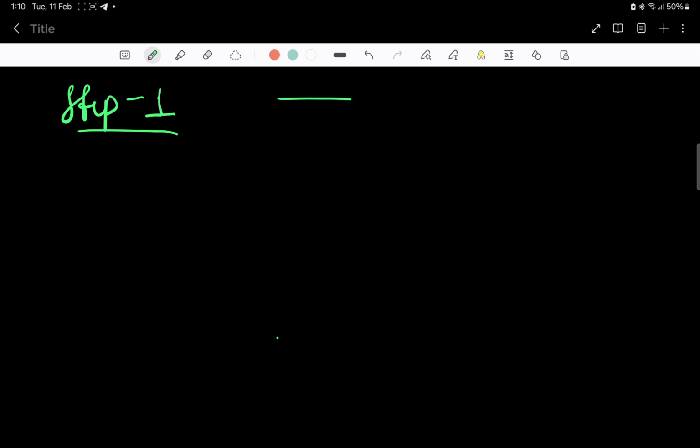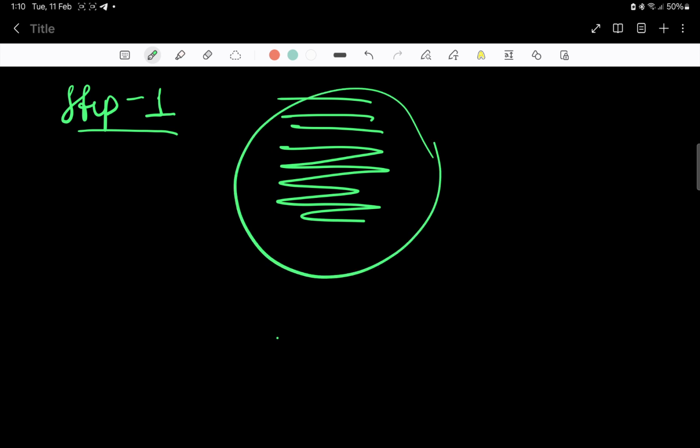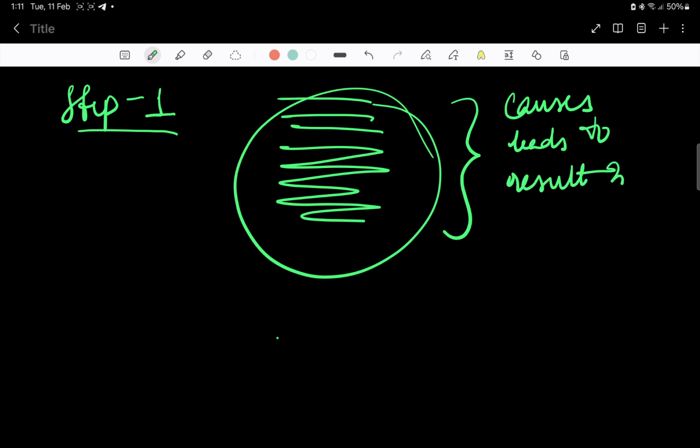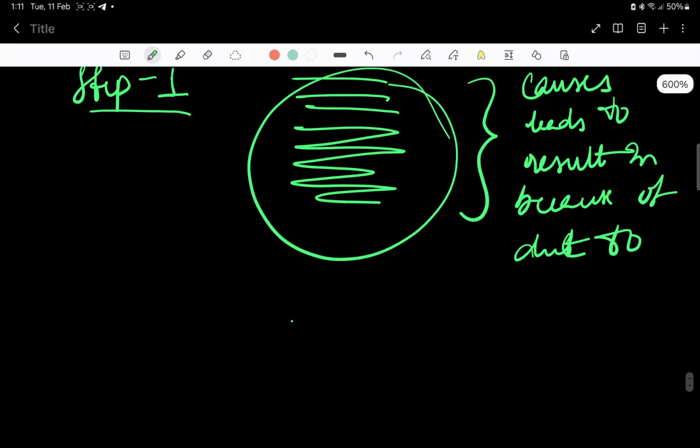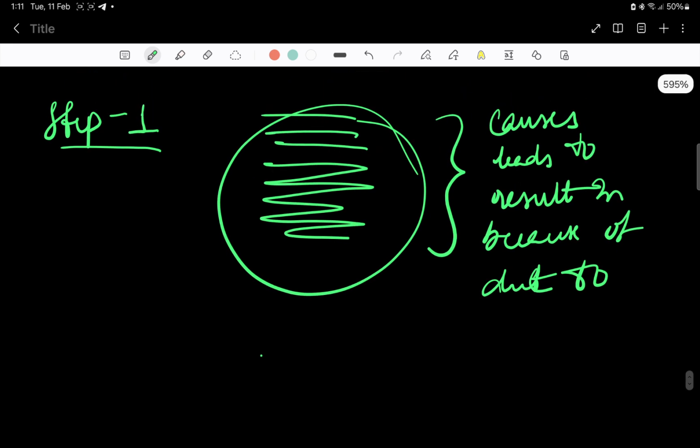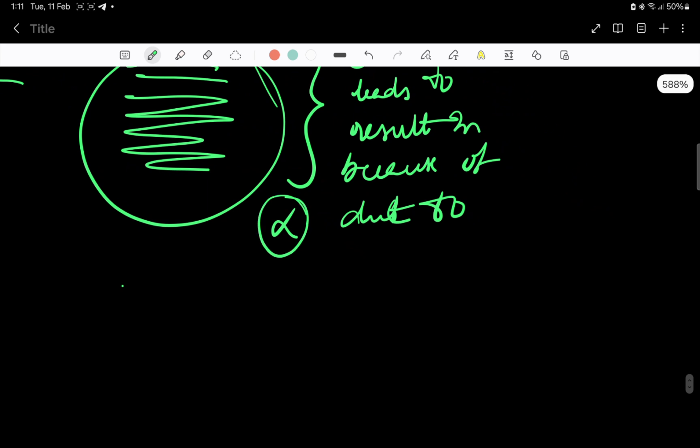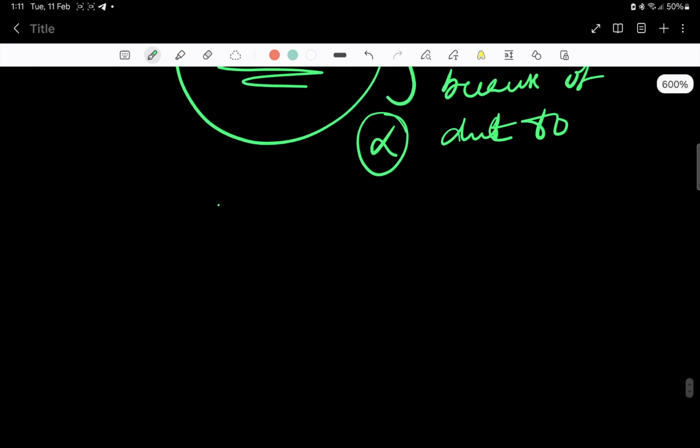In the passage, look for words like cause, direct cause, causes, leads to, result in, because of, and due to. If the passage doesn't have these words, it is likely just a correlation, not a cause and effect relationship.